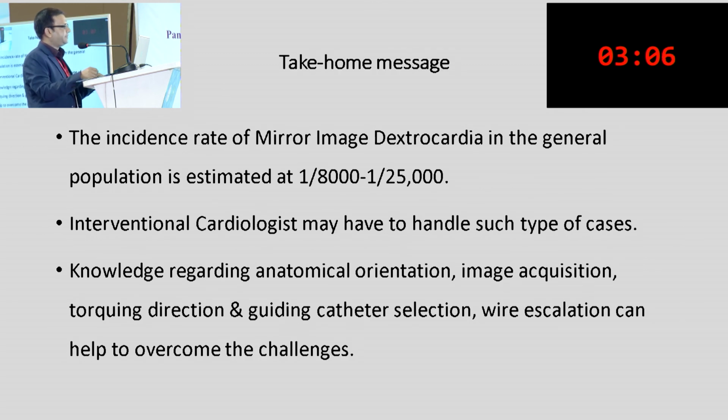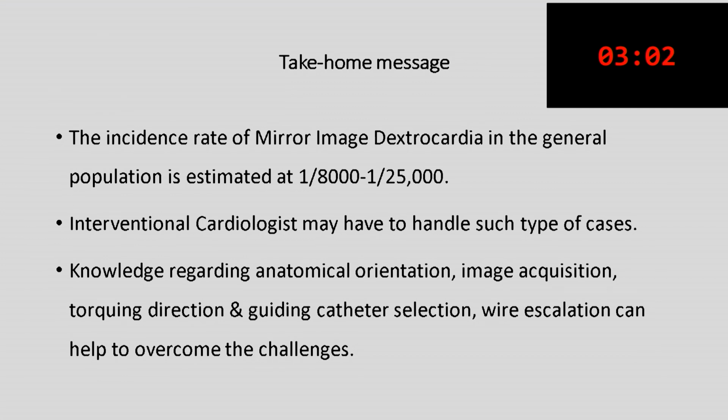The take-home message is that the incidence rate of mirror image dextrocardia in the general population is estimated at 1 per 8,000 to 1 per 25,000 of population. Interventional cardiologists may have to handle such types of cases, as this is not so rare. Knowledge regarding anatomical orientation, image acquisition, torquing direction, guide catheter selection and direction, and wire escalation can help to overcome the challenges.